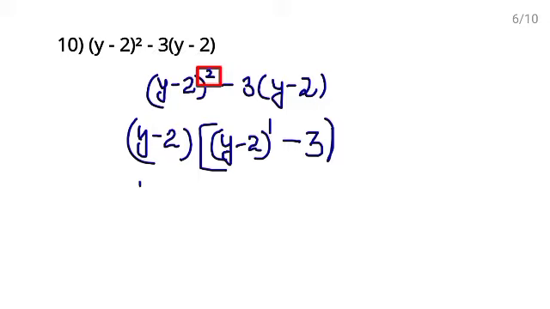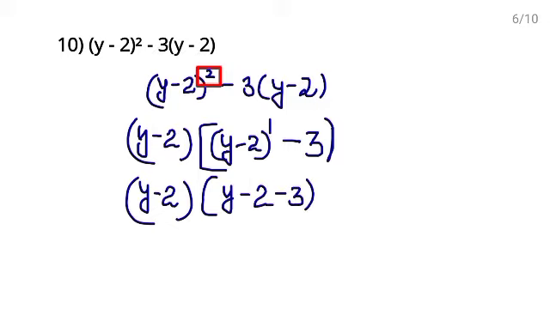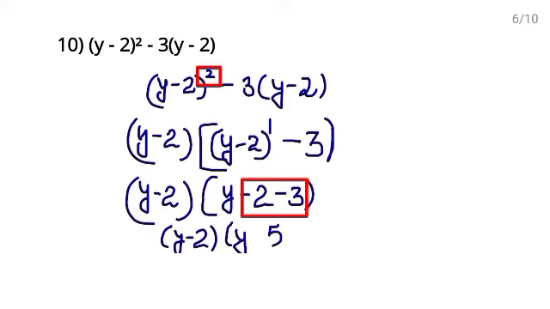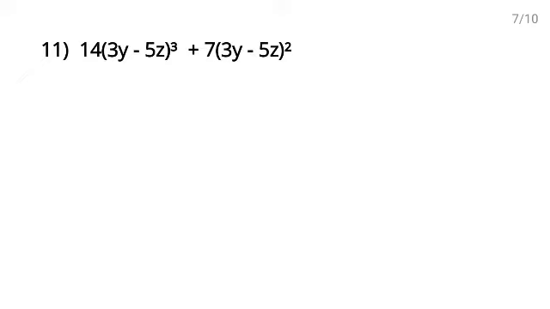Clear? So this is now y minus 2 inside the bracket. Open the inner bracket: y minus 2 minus 3. Minus 2 and minus 3 are of the same sign, so these will be added. y minus 5, that will be with a minus sign. This is your answer.